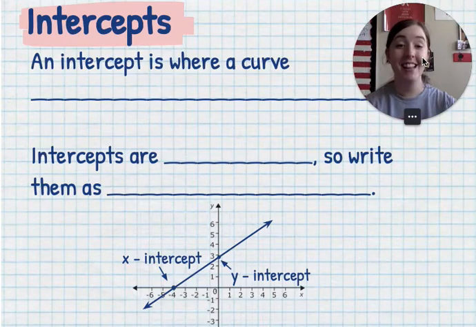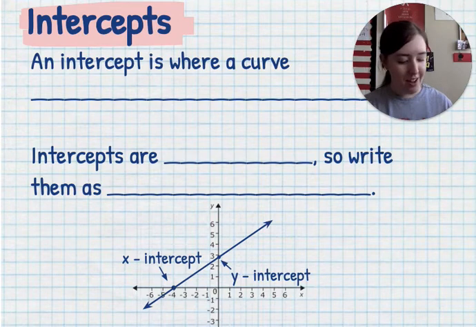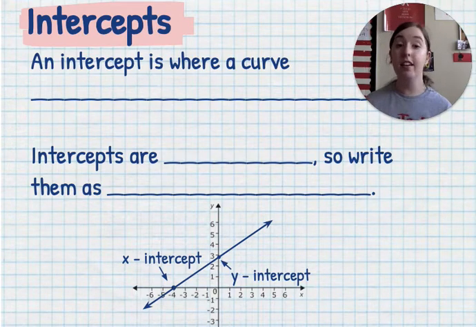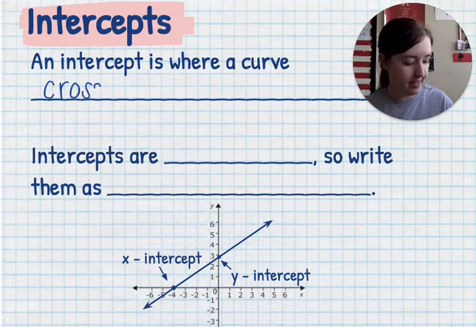Hi guys, let's talk about our intercepts. So intercepts are where a curve or a graph or a line, wherever that thing crosses the x or y axis.